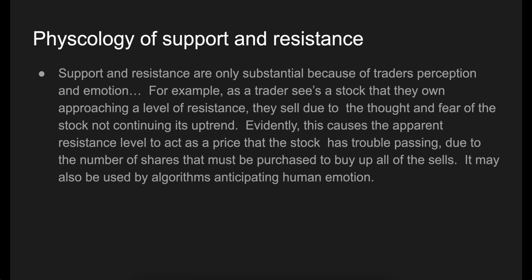Evidently, this causes the apparent resistance level to act as a price that the stock has trouble passing, due to the number of shares that must be purchased to buy up all of the sells. It may also be used by algorithms anticipating human emotion, playing off of other traders.